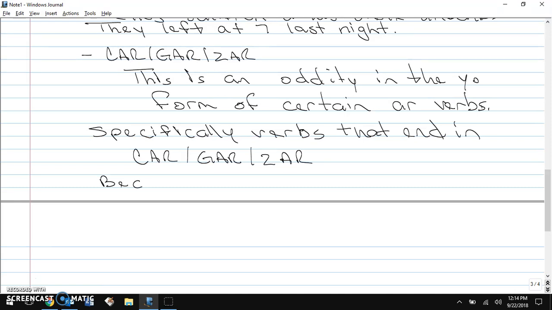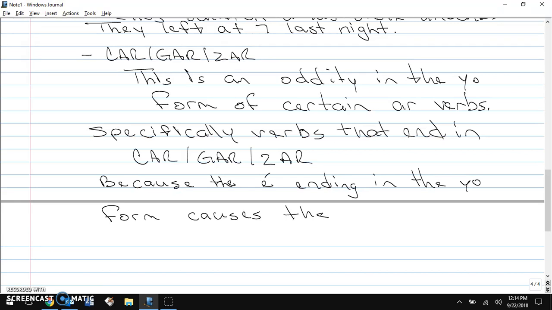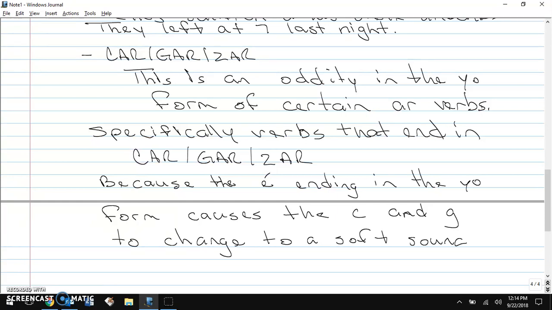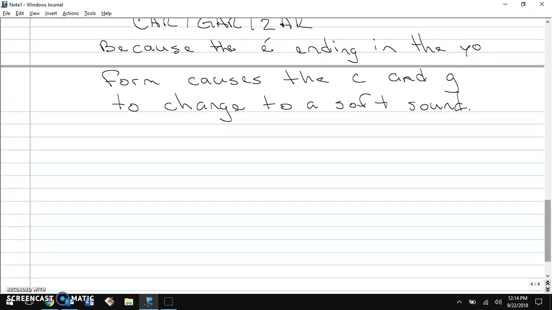Because the e ending in the yo form causes the c and g to change to a soft sound. I'll explain a little more on this in class. But let me give you an example.